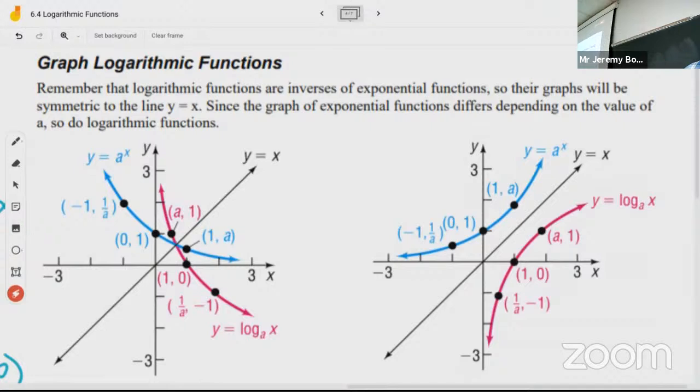So once again, it's going to depend on what the base is, because if the base is less than 1, it's going to be the inverse of an exponential decay function. If the base is greater than 1, it's going to be the inverse of an exponential growth function. So the shape will be different.